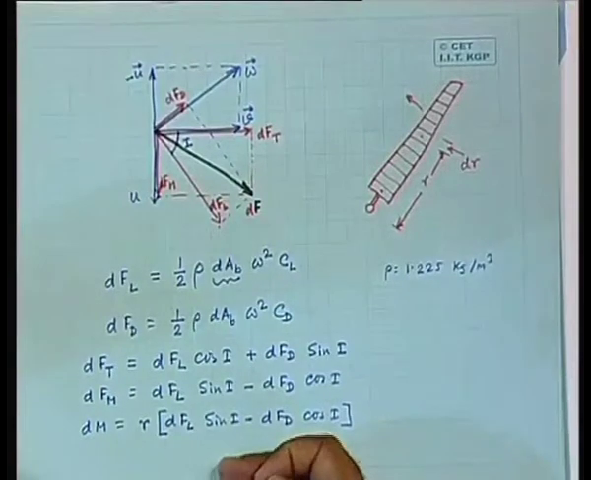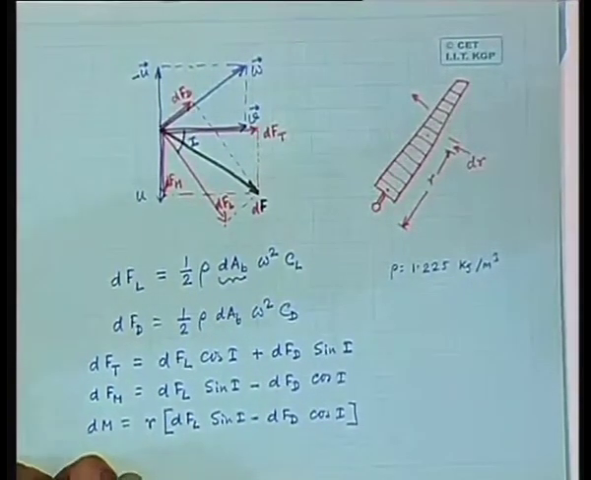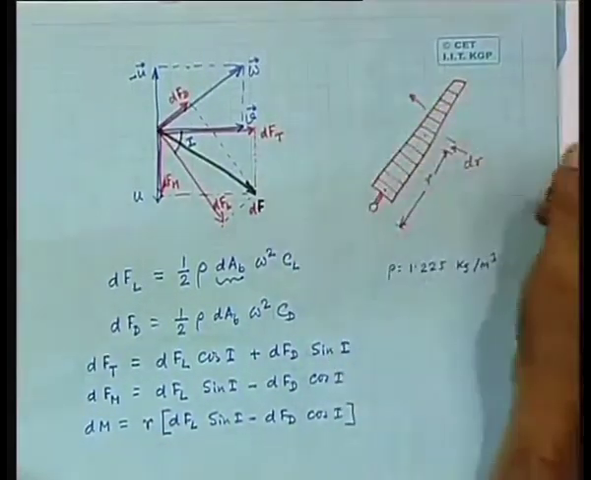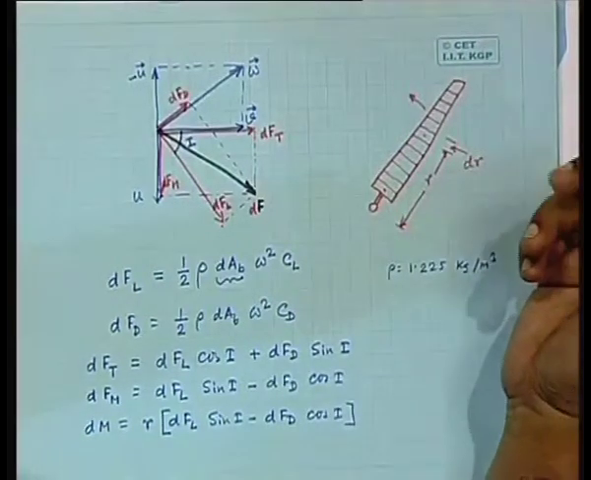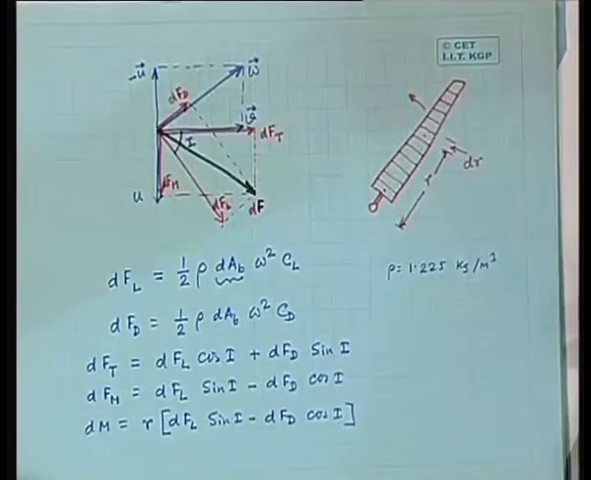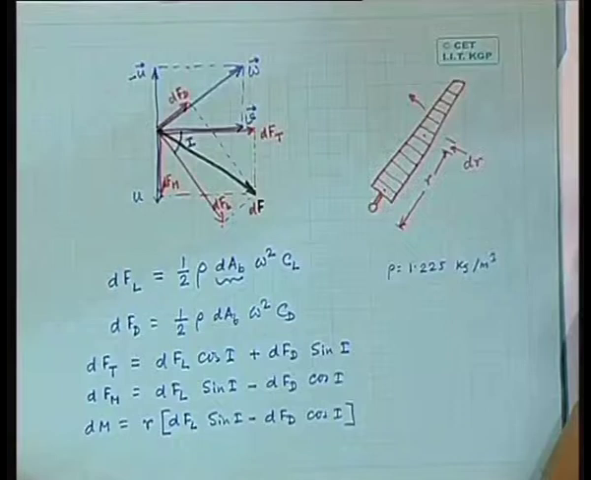So from there you calculate the moment. The moment times omega, the rotational speed, is the power. So under any given condition, you can calculate the power also. This gives a very simple way of calculating the power as well as the thrust that will be produced by the wind turbine. Clear?